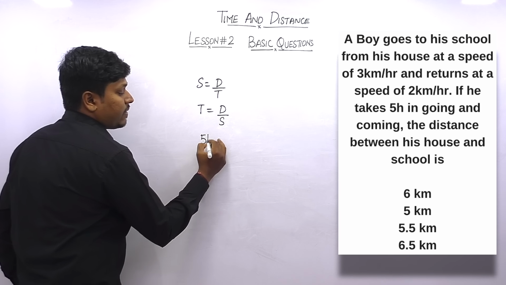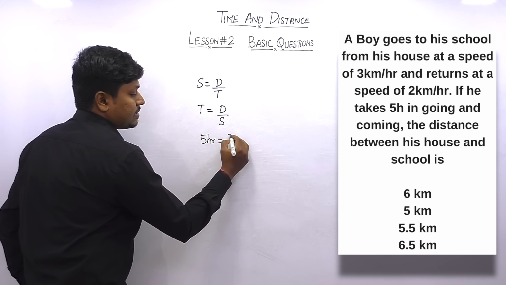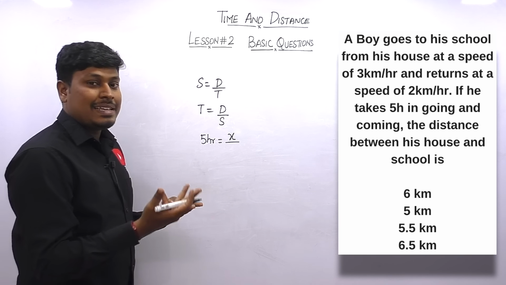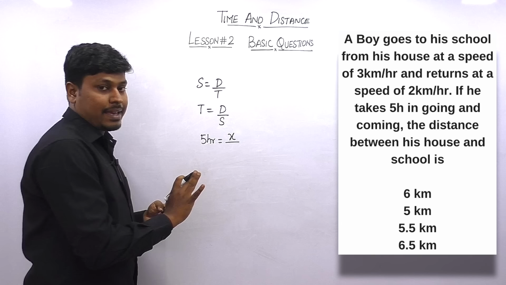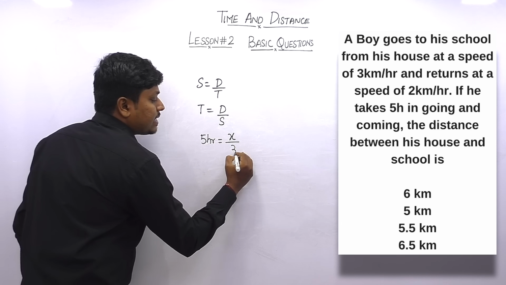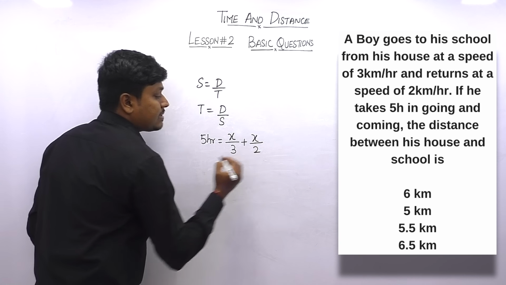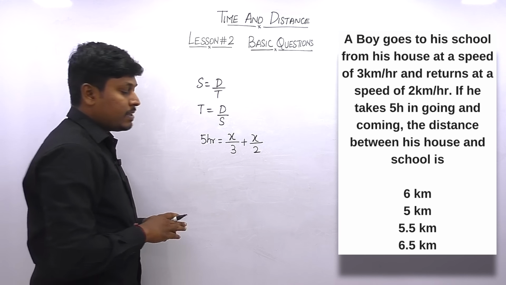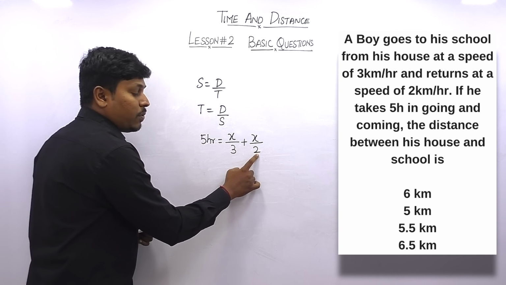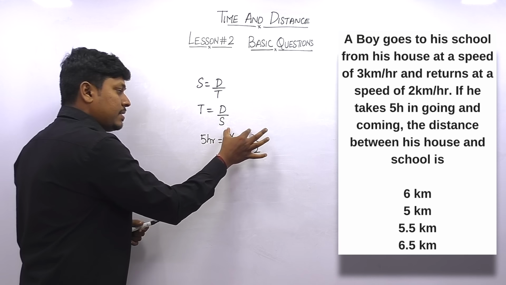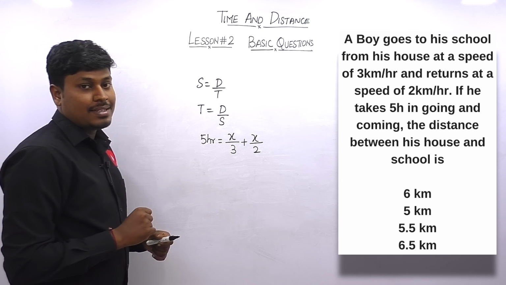So time, 5 hours, is equal to distance x divided by speed. While going and coming both are the same distance, so let us keep the distance as x. While going, he is going at a speed of 3 km per hour. Similarly, the same distance while coming, he is coming at 2 km per hour. The total time taken is 5 hours. Both distances are the same, so we have kept the distance as x.